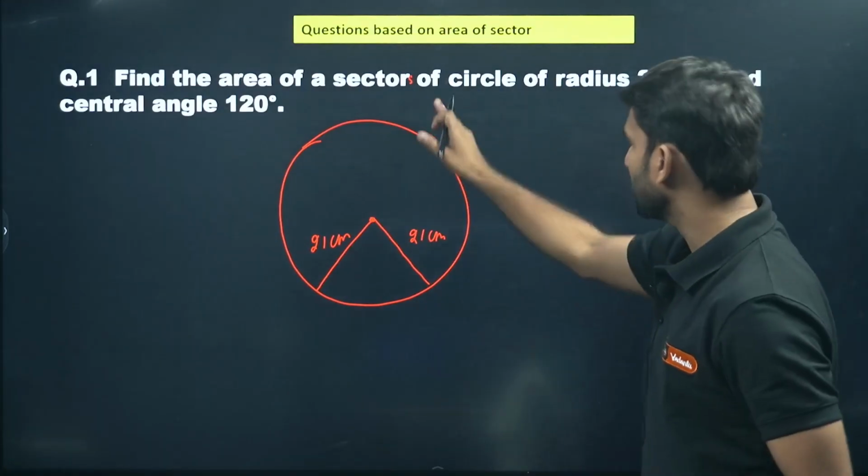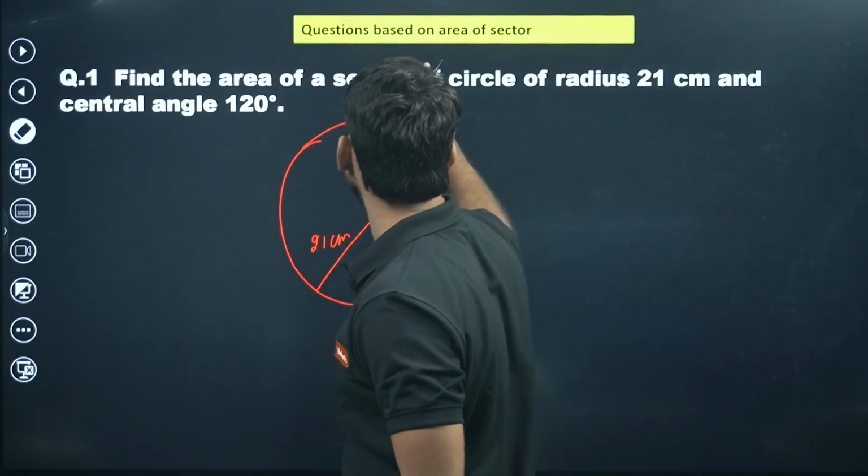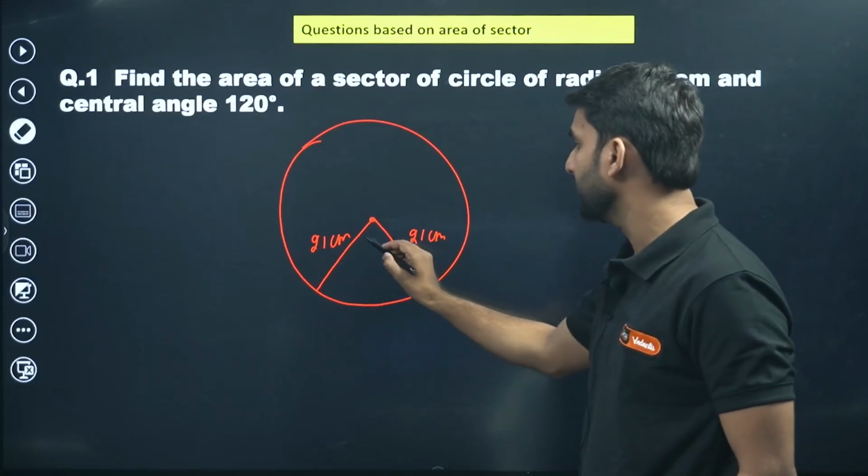Okay, so in this question only sector is there, so we will calculate the area of only the minor sector. Fine. So the center angle is 120 degree.